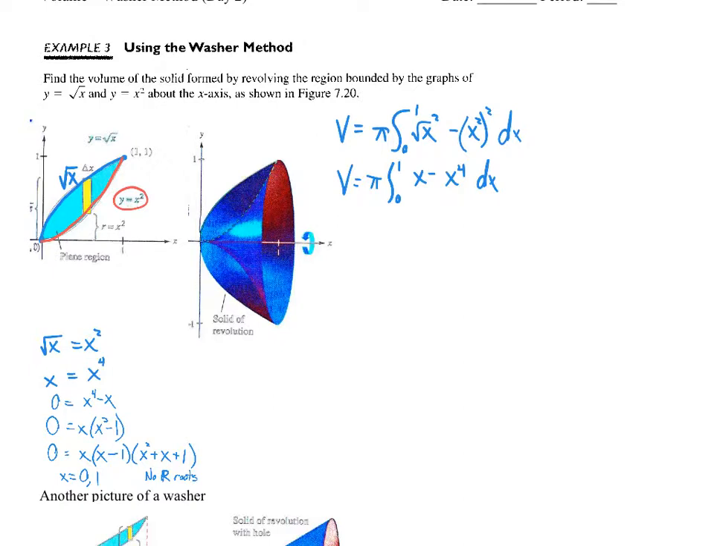So we take the integral x squared over 2 minus x to the fifth over 5. We have to evaluate that from 0 to 1. And what'd you guys end up with here? 3 pi over 10? Yeah. So what the rest of you guys got? Okay. All right, 3 pi over 10. This doesn't give us units of measure, but we know they're cubic units of some sort. Okay?